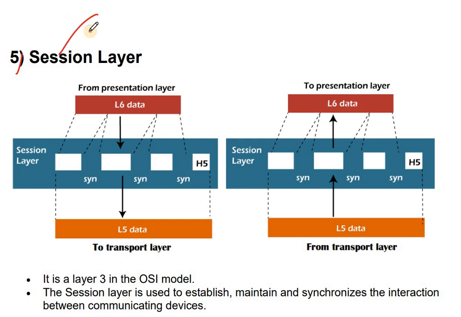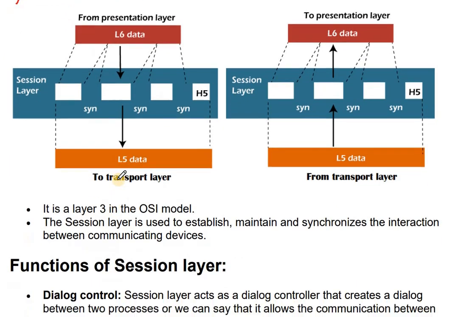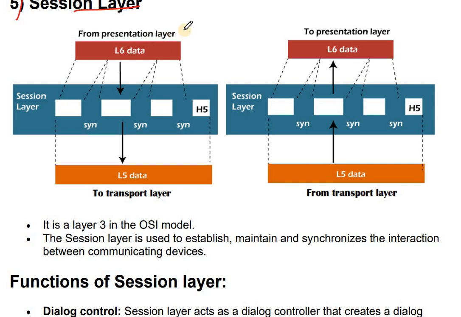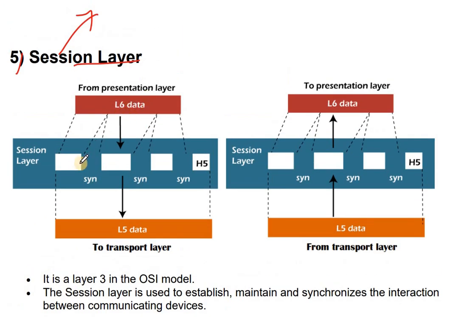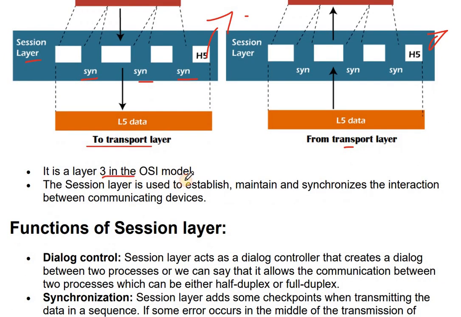Now we are coming to the session layer. Here you can see that from the presentation layer we are getting data. This is the session layer, and you can see the multiple synchronization points. This is the H5 header, and here we send the data to the transport layer. Then from the transport layer, data again moves to the session layer. It divides into multiple SYN points with the H5 header, and then it passes the data to the presentation layer. It is layer 5 in the OSI model.